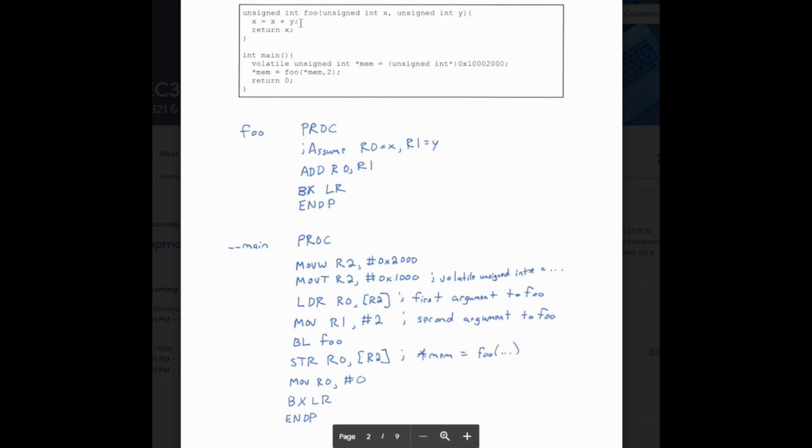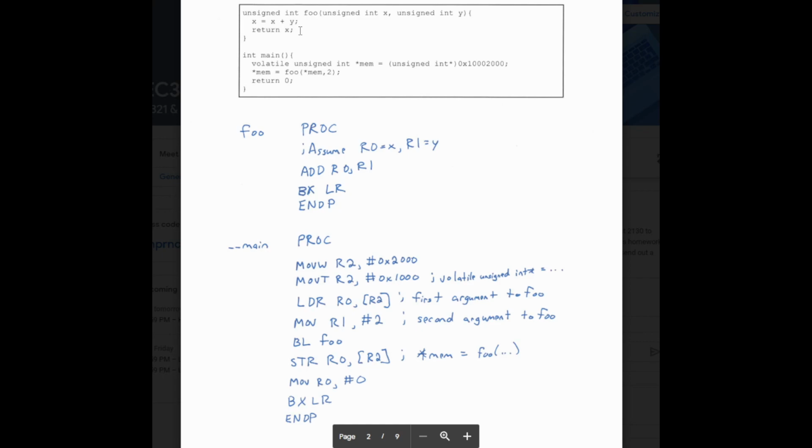We then look at the code that's in this. We're doing x equals x plus y. So if we assume that R0 is x, we're adding to x the value in y. And this add is R0 equals R0 plus R1. We have nothing else there but to return x.